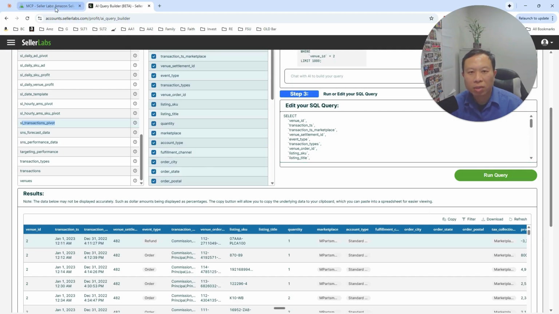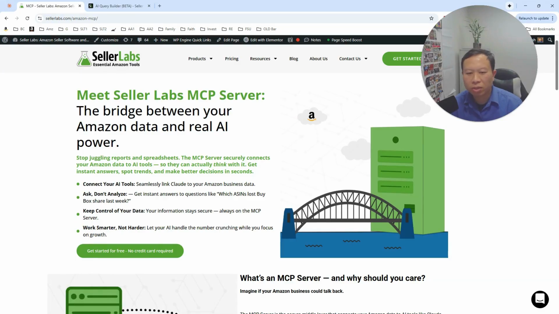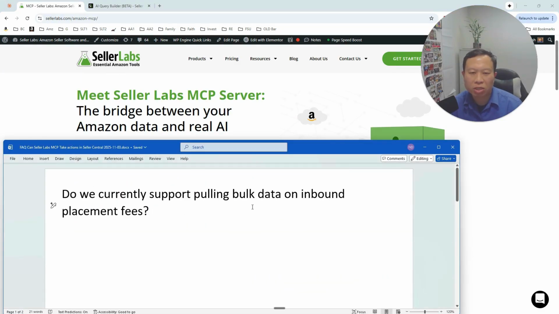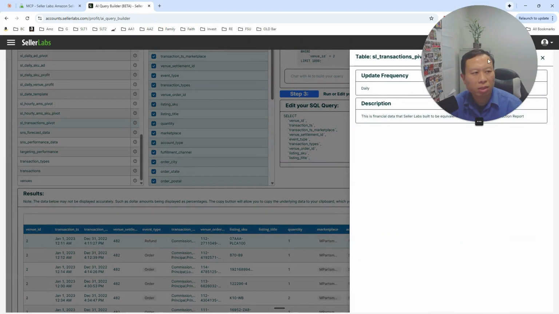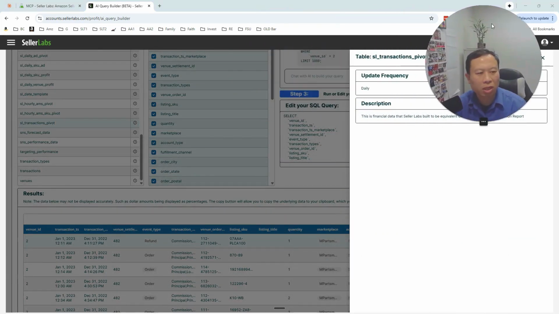So either way, that's a couple of ways to get to the data of the inbound placement fees. You have the straight access to the underlying raw table, or the SL transaction pivot, which is our equivalent of the unified transaction report on Amazon.